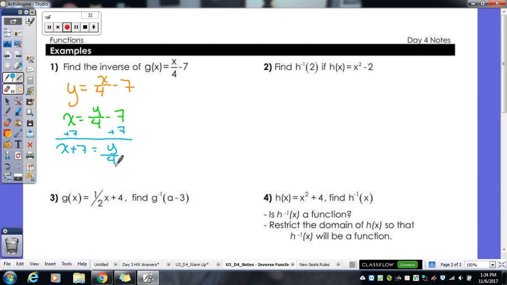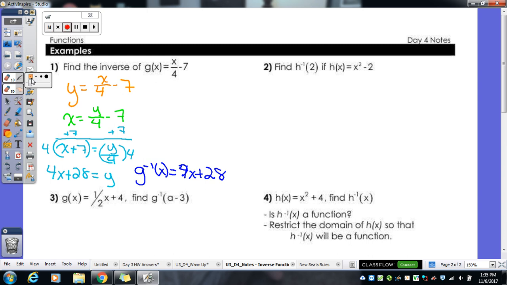How'd you get that? Yes, multiply both sides times 4. So we get 4x plus 28 equals y. So then I'm just going to go back into my function notation. So g to the negative 1 of x equals 4x plus 28. That's our answer. There's nothing to solve. They just said find the inverse, so we found the inverse. Alright, let's take a look at the next one.